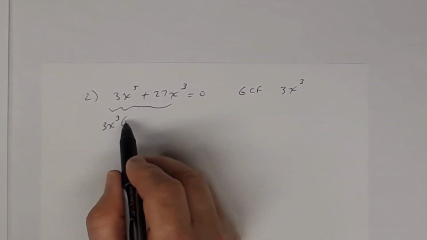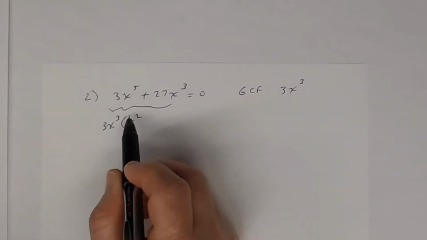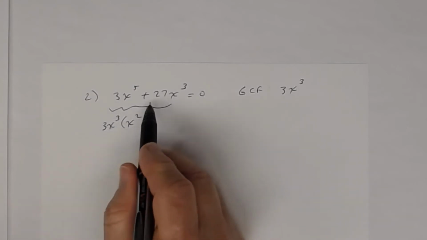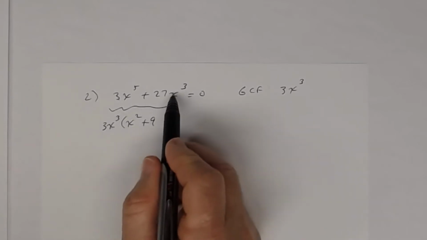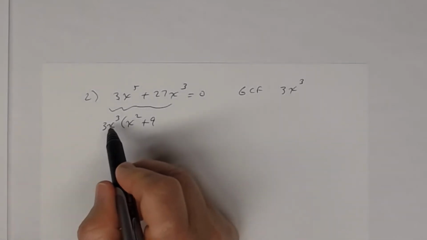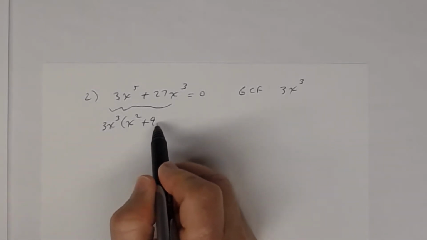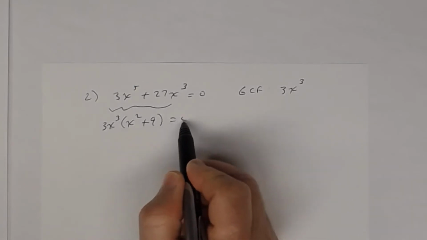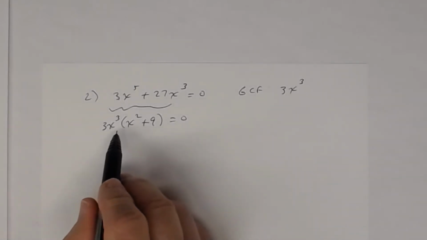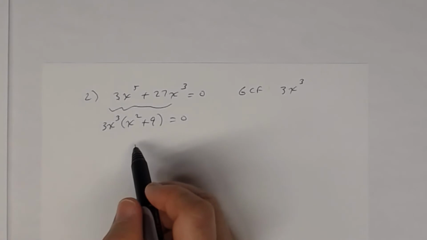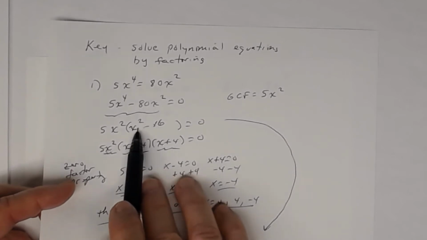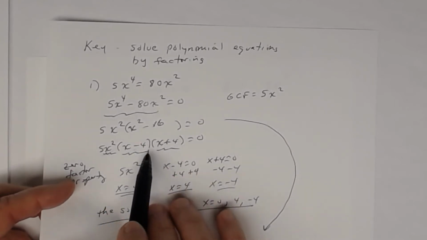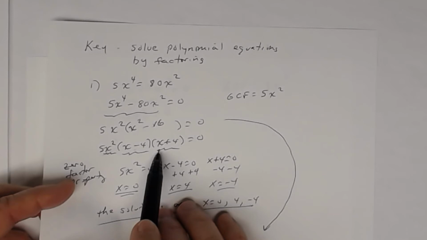So 3x cubed times x squared is 3x to the 5th. 3 times a positive 9 is 27, and notice this is x cubed. I'm factoring out an x cubed, so I don't need any more factors of x. So I get equals 0, and so we're at this step now. Now, be a little bit careful here. I could have gone further here because this is the difference of two squares, and I know how to factor the difference of two squares over the integers.